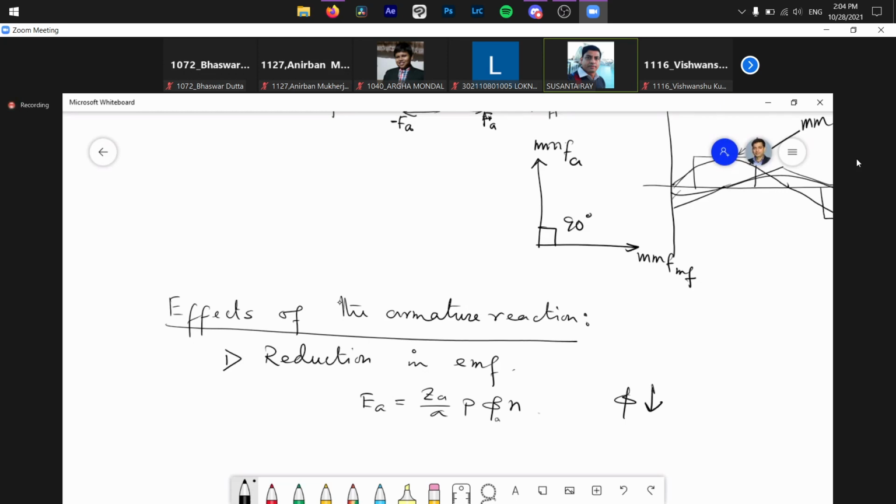Now you tell me whether this air gap flux is reduced from the previous main flux value. That we have to understand.